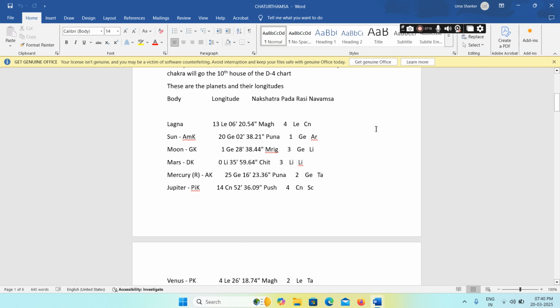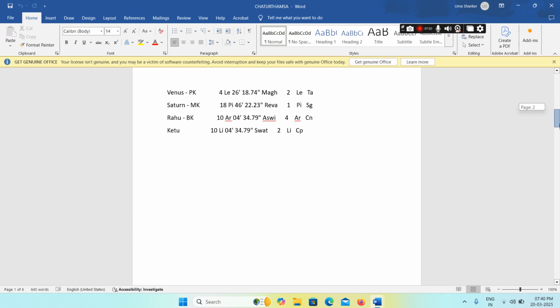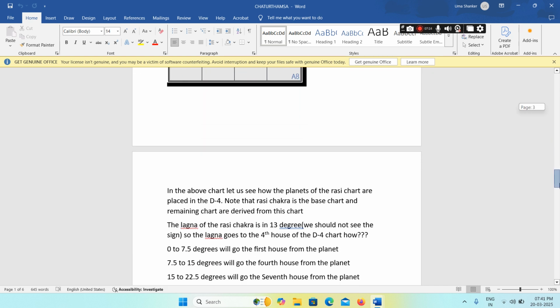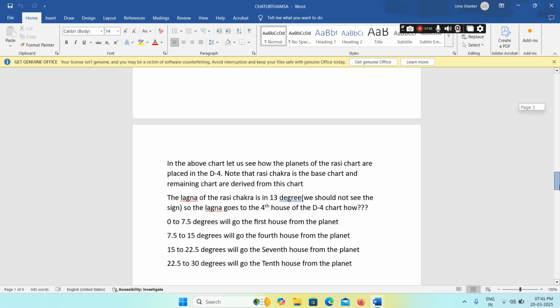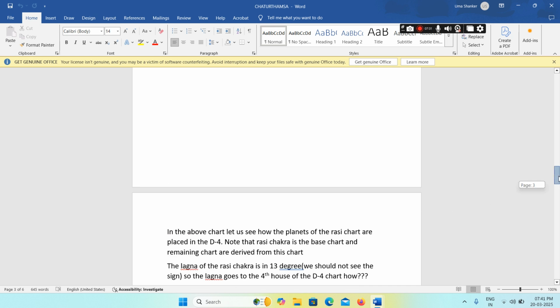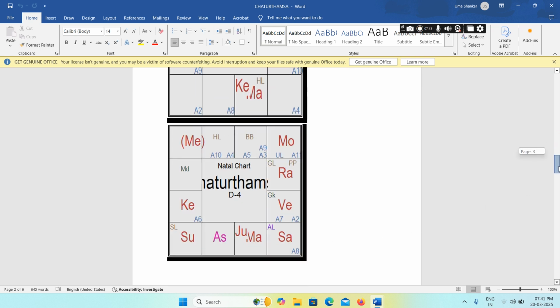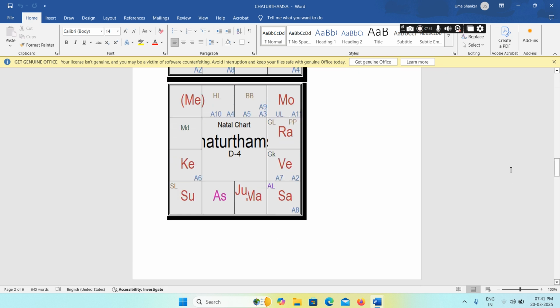Here the sun is falling in the 30 degree in Gemini. So when it falls into the 30 degree into the Gemini, where it has to be placed, it has to be placed in the seventh house because 15 to 22 is seventh house. So see where the sun is placed in the Rashi Chakra. From there, you count the seventh house 1, 2, 3, 4, 5, 6, 7. So ultimately, the sun will go and sit in the Sagittarius of the D4 chakra, right? So it is coming here. You see here it is 7.